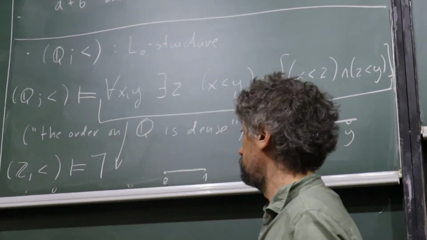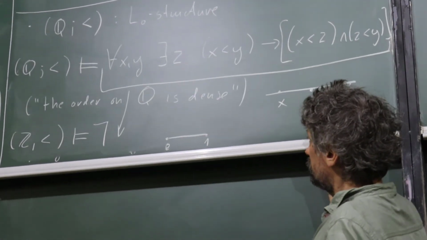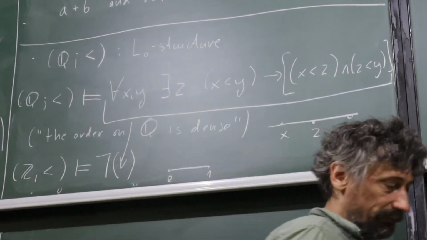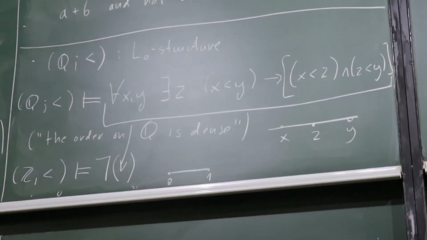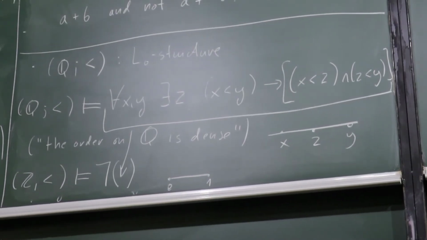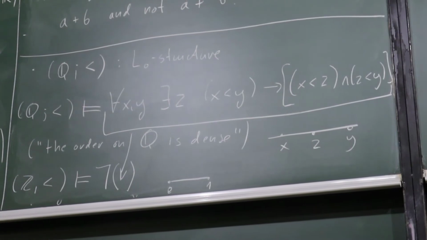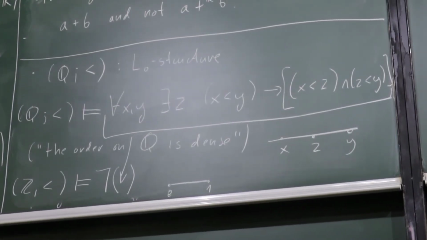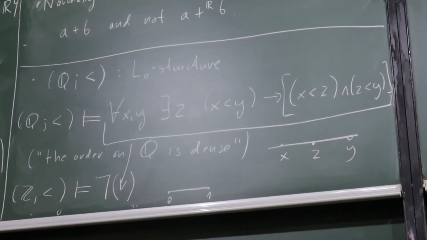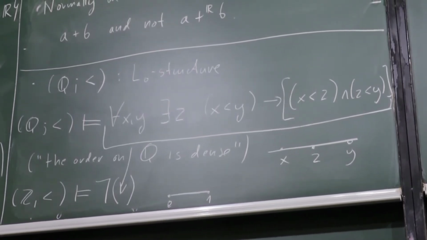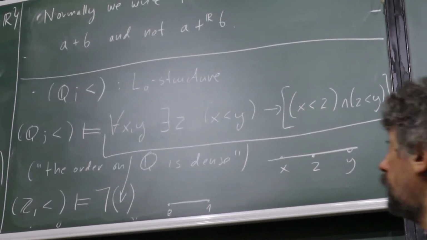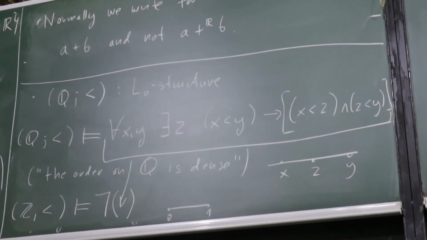There is nothing between 0 and 1. Okay, so there are some examples of L sentences which may be true or not in given structures. So some more definitions, and then I will finally get to the compactness theorem, but probably it will be the end. One more example.